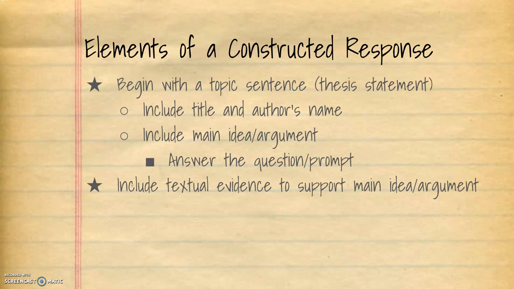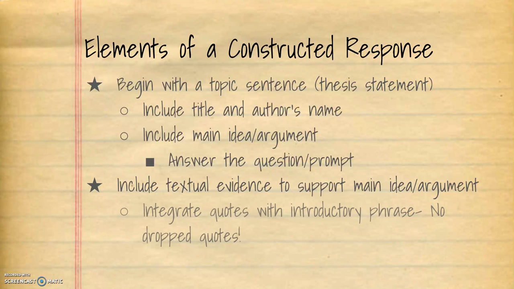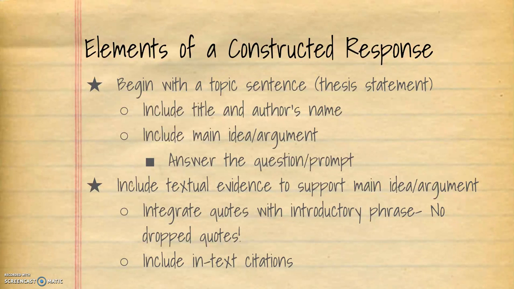Your next step is to include textual evidence to support that main idea or argument that you mentioned in your topic sentence. You want to make sure you integrate quotes with an introductory phrase, no dropped quotes. We'll see an example of that in the paragraph. And you want to include in-text citations. You always want to refer to the line number or the page number that you got that text or that quote from.